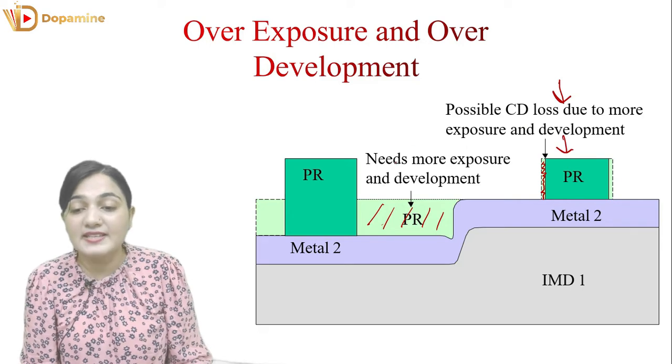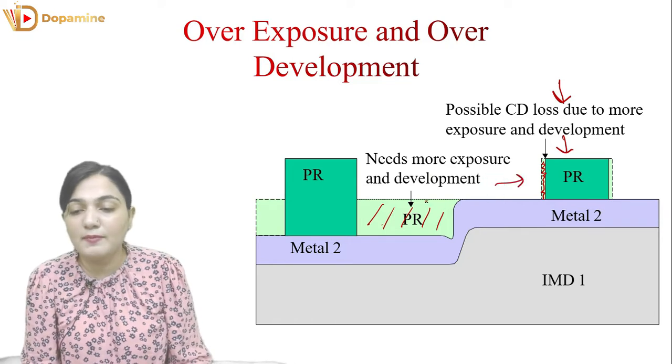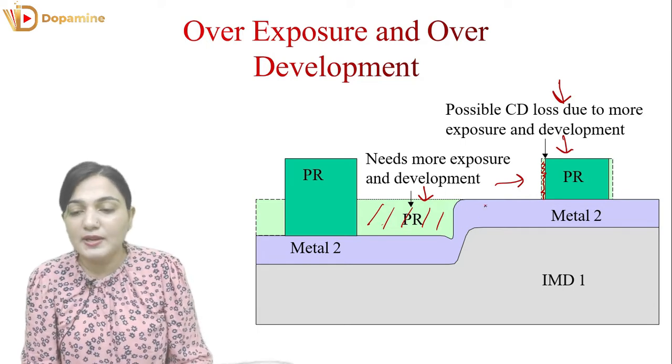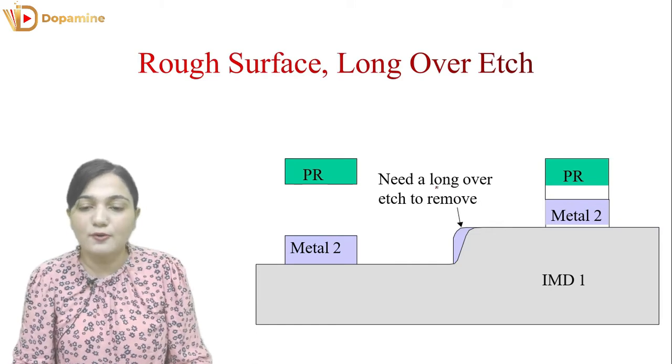So why is it happening? Due to the uneven surface. When the surface is flat, this problem would not have arisen. This photoresist exposure problem would not have arisen. We require the metal surface to be smoothened out or flattened out.